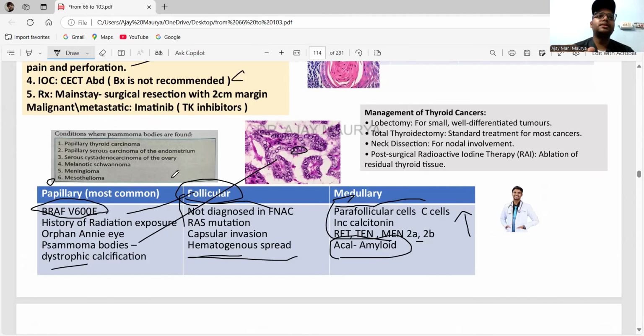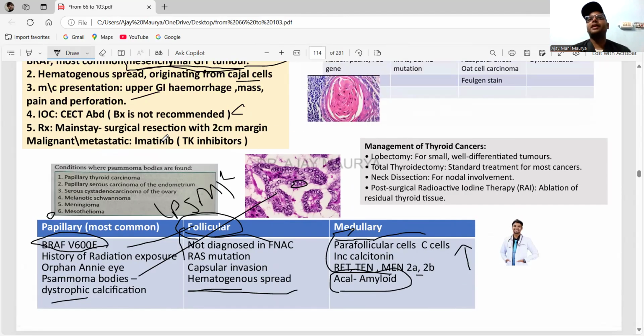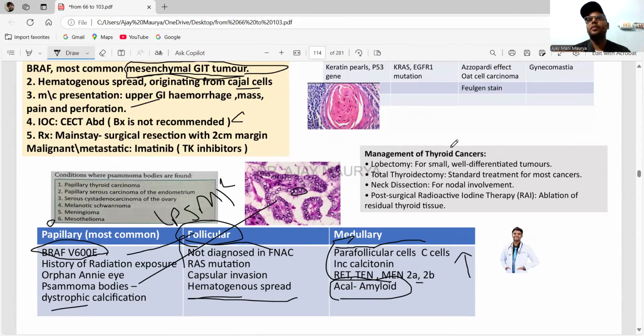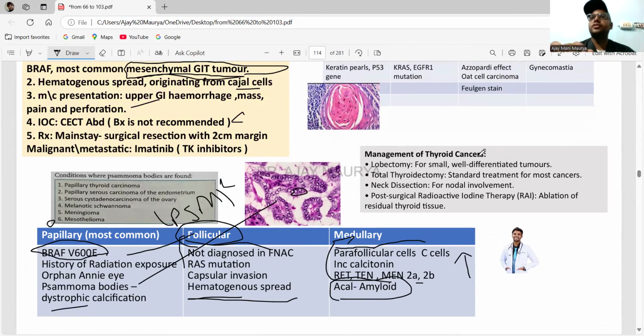So remember this: PSM whole square. These all come under P: papillary thyroid carcinoma, papillary serous carcinoma. S for serous. Remember this one: schwannoma, meningioma, mesothelioma. For management of thyroid cancer, lobectomy is for small well differentiated tumors.